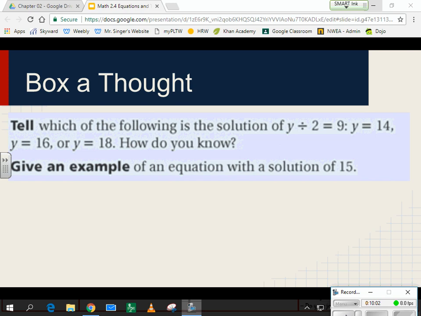All right, go ahead and solve your box of thoughts. For number 1, you're going to tell me if y divided by 2 equals 9, which one works when you plug and chug, 14, 16, or 18? How do you know? And then give an example of an equation with a solution of 15. Remember, you're writing an expression on one side equaling 15. So you can write an equation using 2 numericals or 1 numerical and 1 variable.